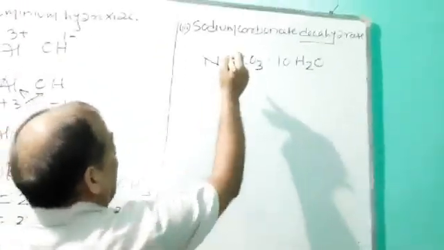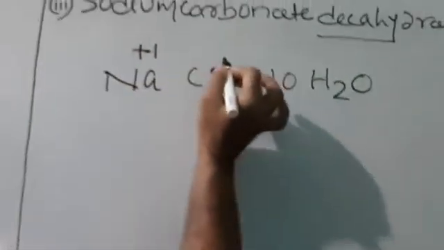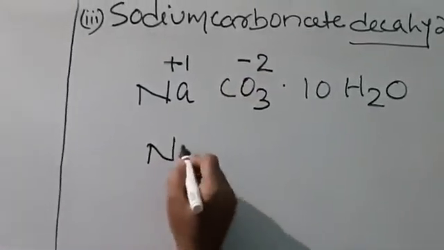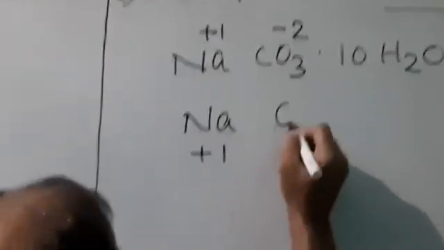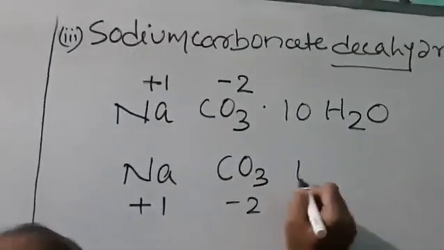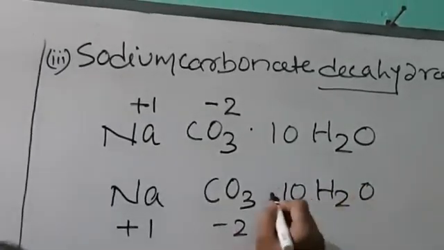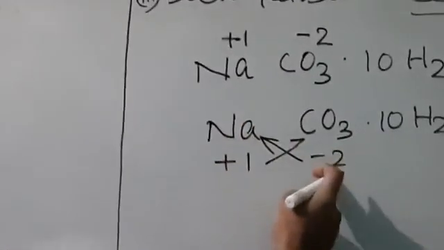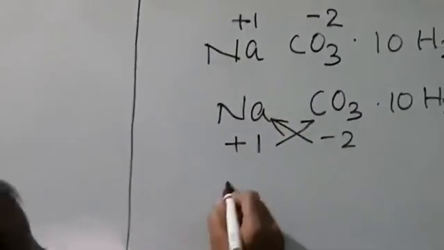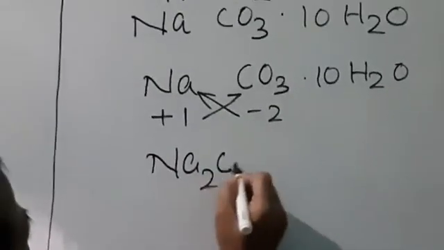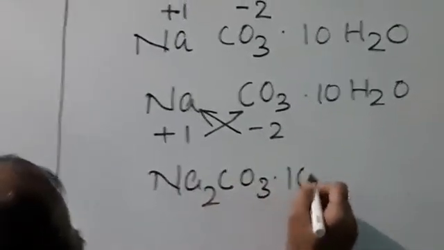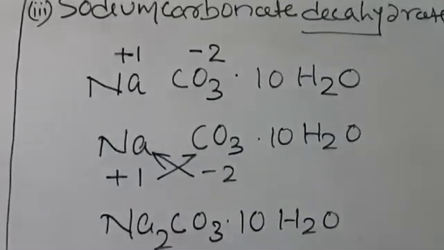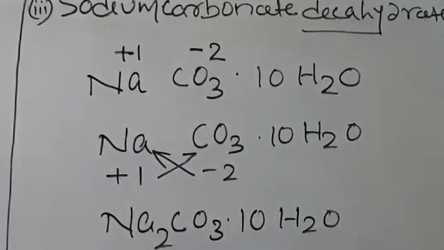So now Na has 1 valency, carbonate has 2 valency. Now next step, bring it down. Na plus, CO3 2 minus, 10H2O. Now cross each other. Na got 2, CO3 got 1. So the formula is Na2CO3 10H2O. The chemical formula of sodium carbonate decahydrate is Na2CO3 10H2O.